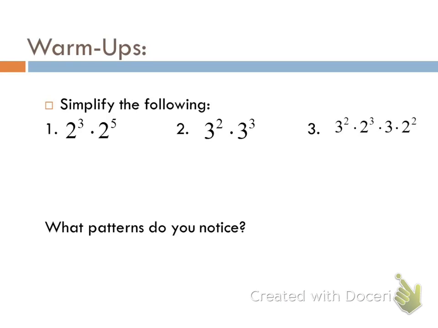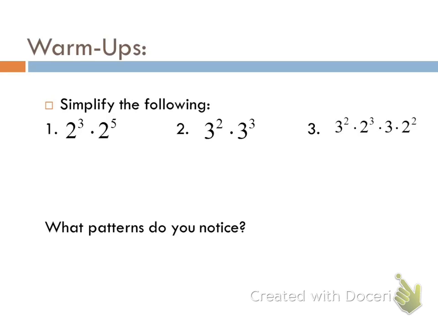To warm up, we're going to multiply or simplify these. They're all multiplication problems by that dot in the middle of the numbers. We also have exponents on these numbers. We have to follow our order of operations. By order of operations, what should we do first?